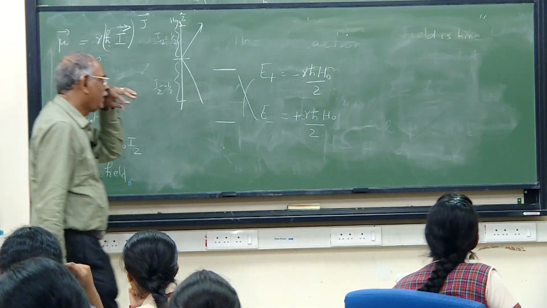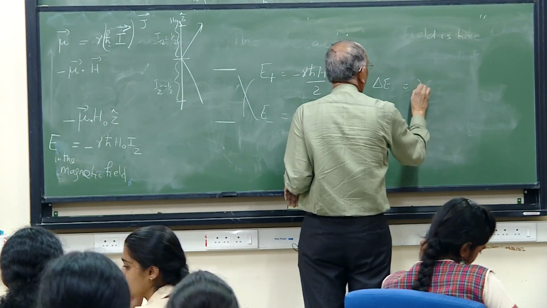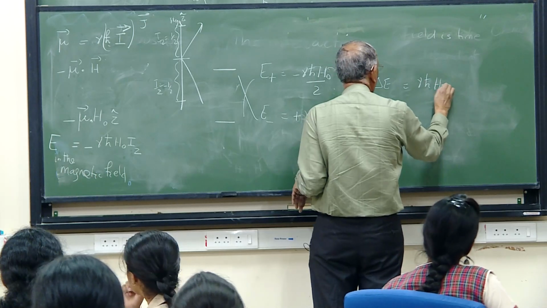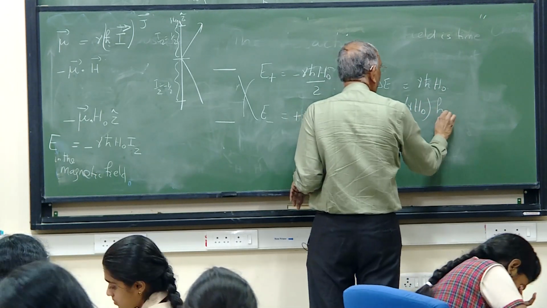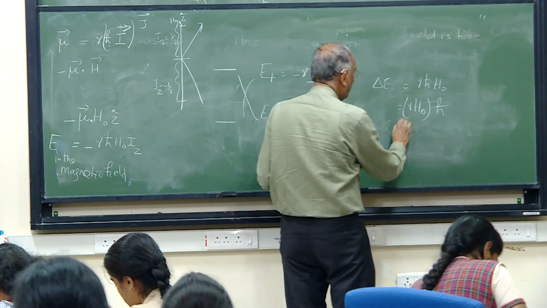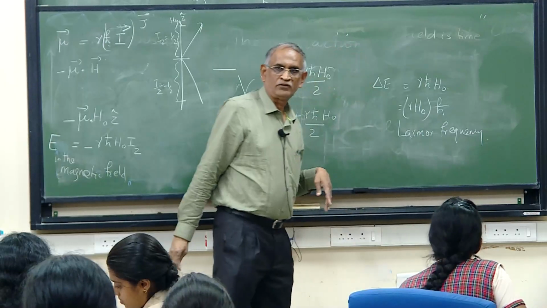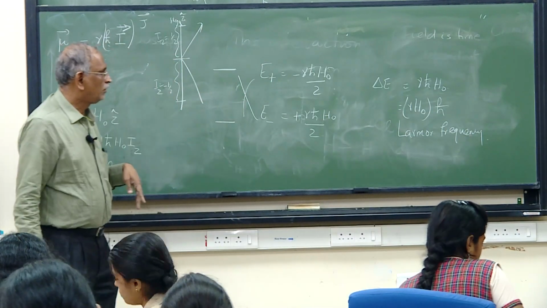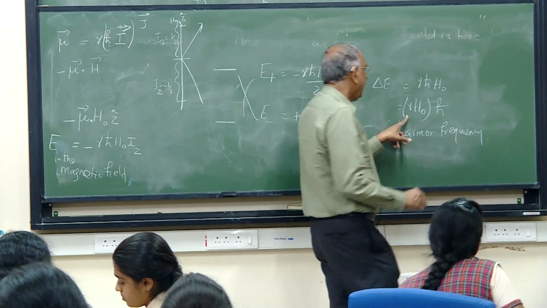The gap between them is gamma h bar. Delta E is gamma h bar h naught. Okay. Gamma h naught has a special name in honor of a physicist, and this is called the Larmor frequency. Joseph Larmor was one who studied magnets for quite some time. So the gamma h naught is called the Larmor frequency, and you can see that this is angular frequency.